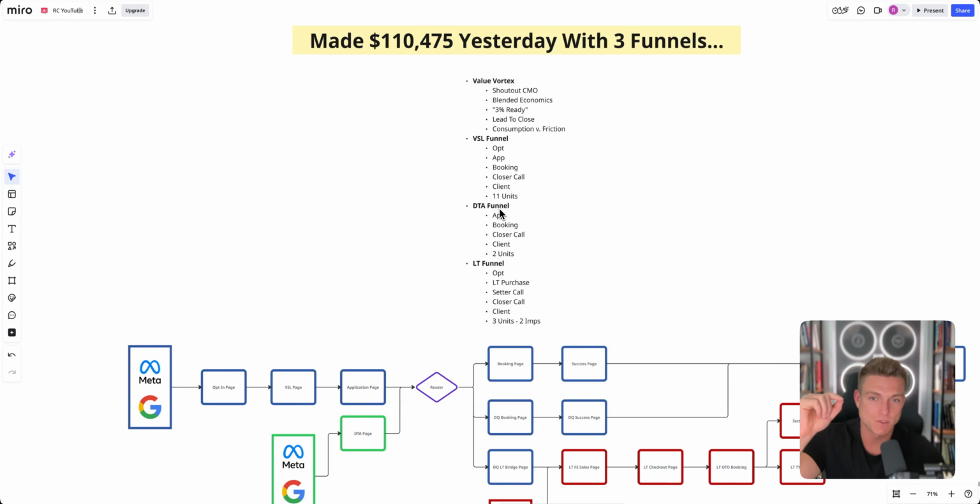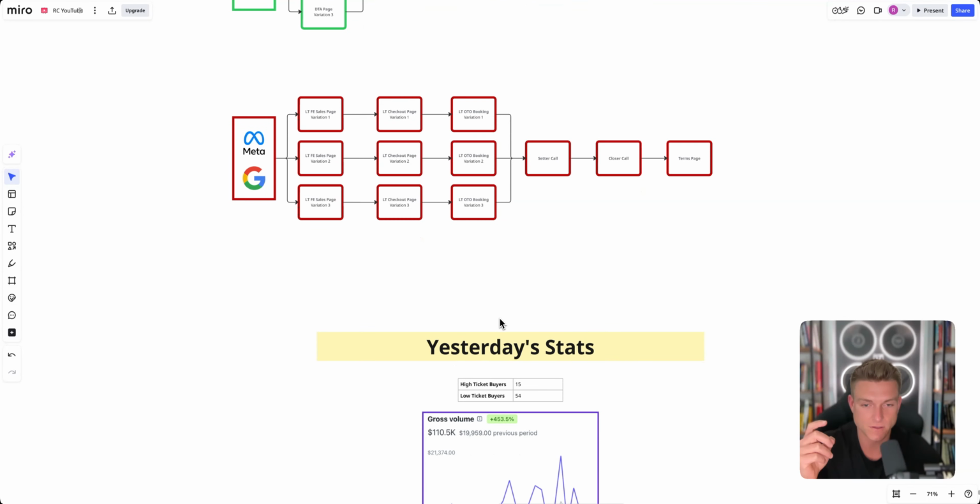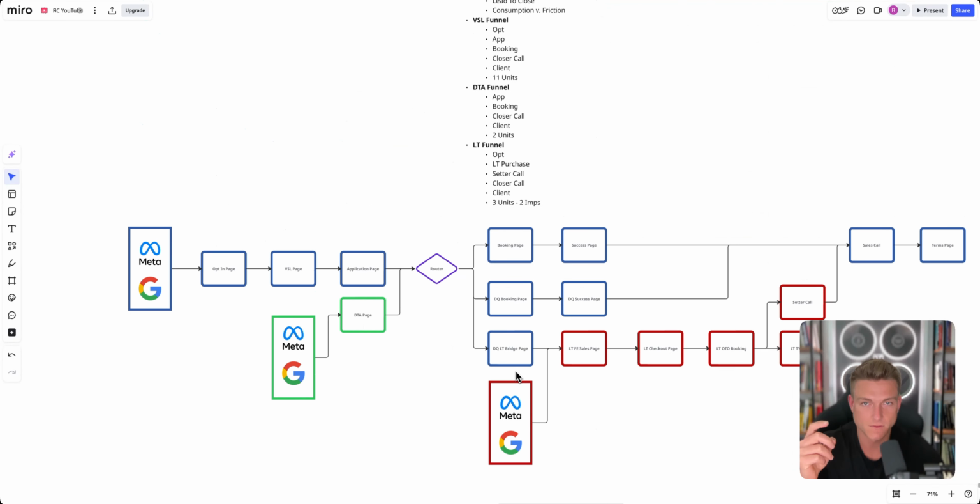Yesterday, app to booking to closer call to client, we had 2 of the units here. Okay, so in total yesterday, did I say 15 or 16? 15. Is this 15 or 16?